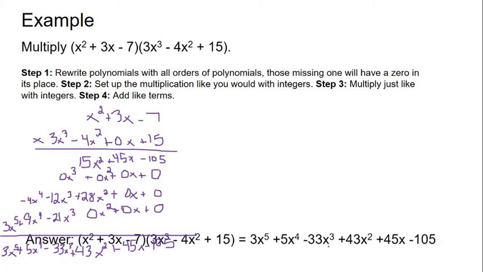So we end up with 3x to the fifth plus 5x to the fourth minus 33x cubed plus 43x squared plus 45x minus 105.